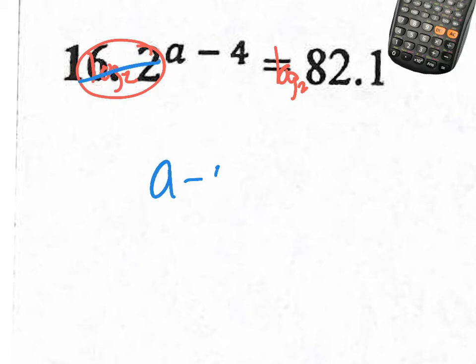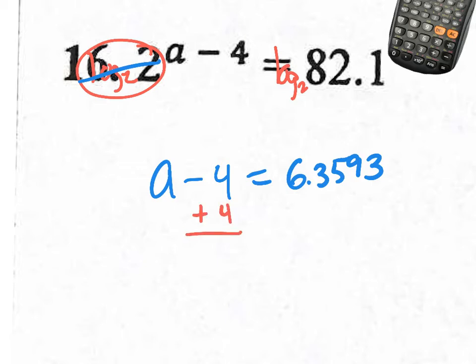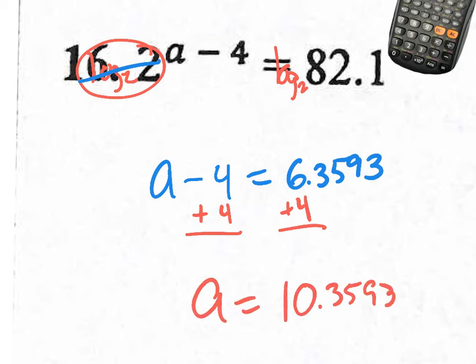You end up with a minus 4 equals, type in log base 2 of 82.1 on the calculator and you will get 6.3593. The next number is a 1, so it's not going to change the 3. Anyway, we still need to add 4, and you could even do that on the calculator as well. Just put plus 4 onto your answer, and your final answer should be a equals 10.3593.